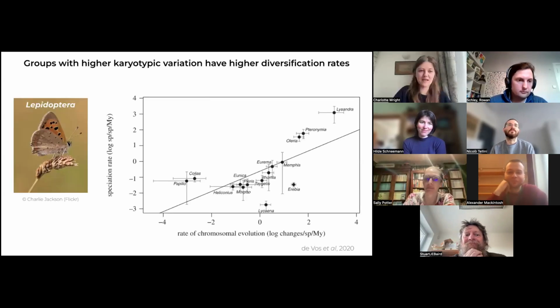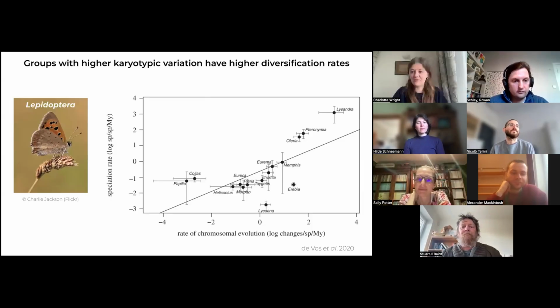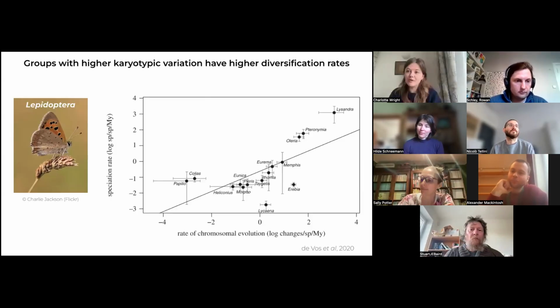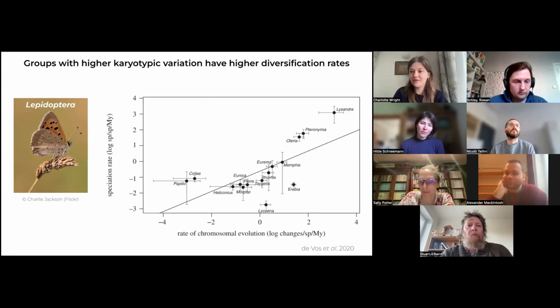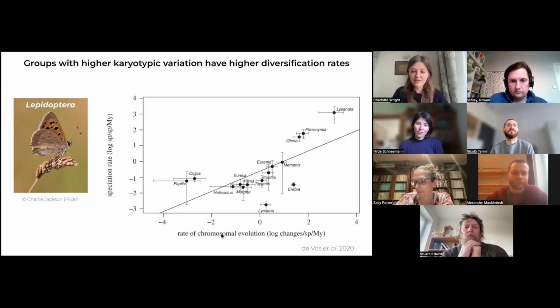The simplest one of these is that we might expect groups that have high rates of karyotypic variation to have higher rates of diversification because they have more chromosomal change. And if you look in Lepidoptera, the butterflies and moths, this is what you seem to see if you look at karyotypes. Each of these dots is a genus, and you have the rate of karyotypic evolution on the x-axis and the rate of speciation on the y-axis. So it seems with karyotypes this holds up.